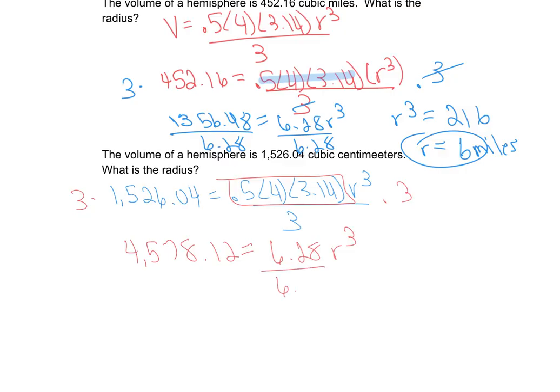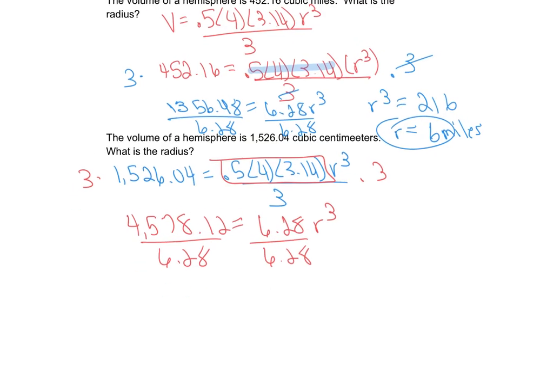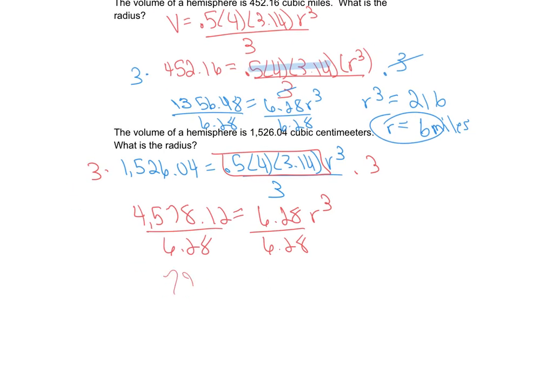Divided by 6.28, we are going to get 729 equals r to the third. Again, we need to take the cube root, just like we have on the other ones, and the cube root of 729 is 9. And again, since it is a radius, it is in centimeters, which apparently I can't spell, centimeters.